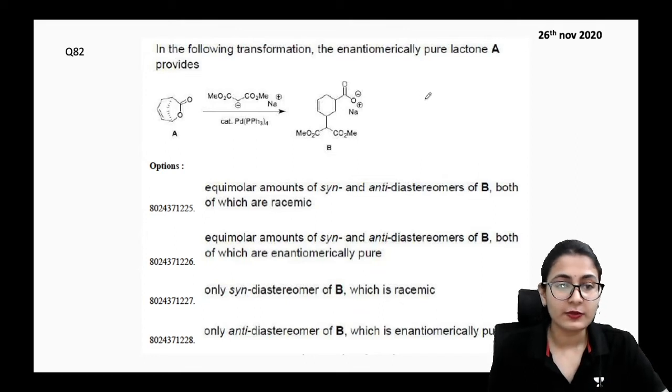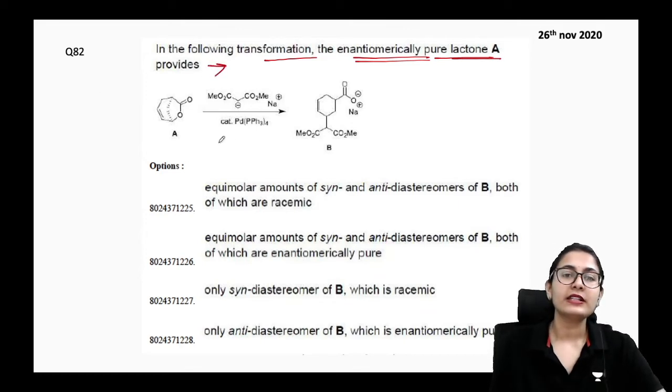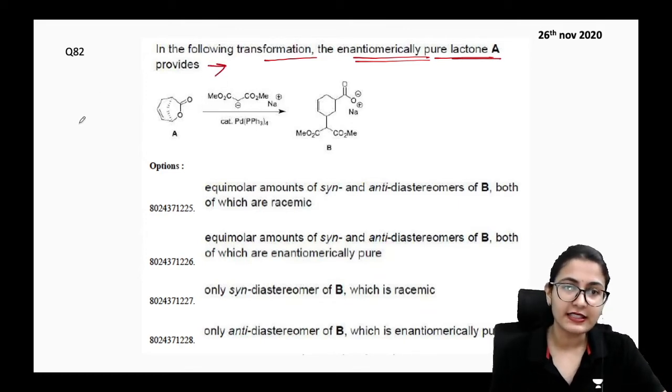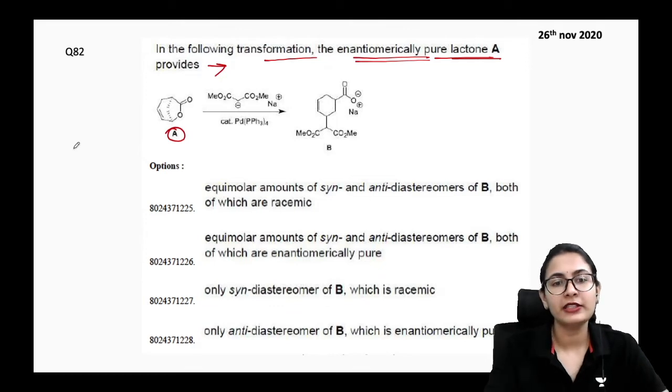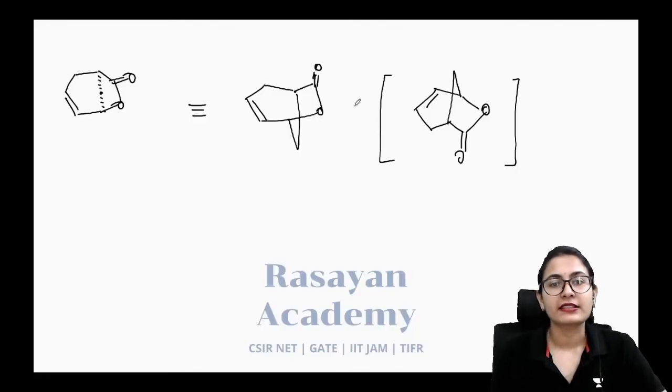Moving onwards to this question, yes guys, in the following transformation enantiomerically pure lactone A provides. So what is this reaction? Yes, this is a name reaction. If you write this molecule properly, it would be really good to answer. How properly? Like this. See, there's one carbon, which is one CH2 group, which is below the plane, and this is a 7 member ring. It's better if you write this ring in this way. Alright, and there is this one CH2 group over here, which is below.